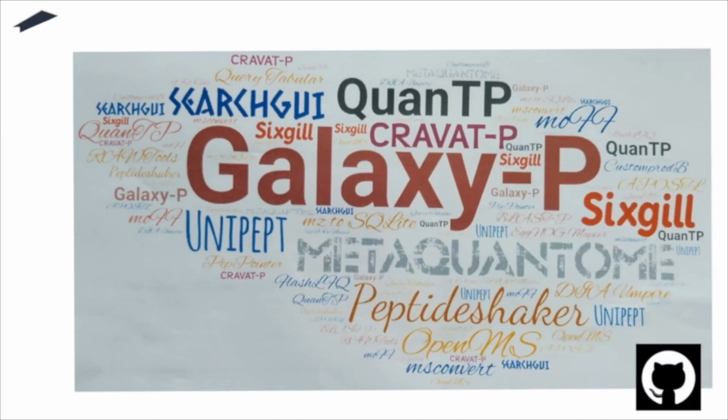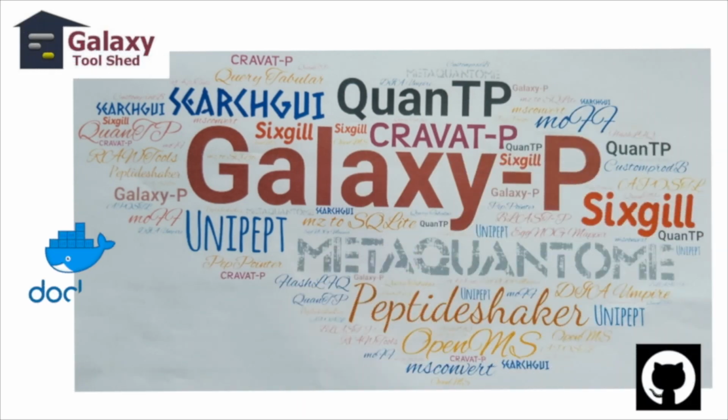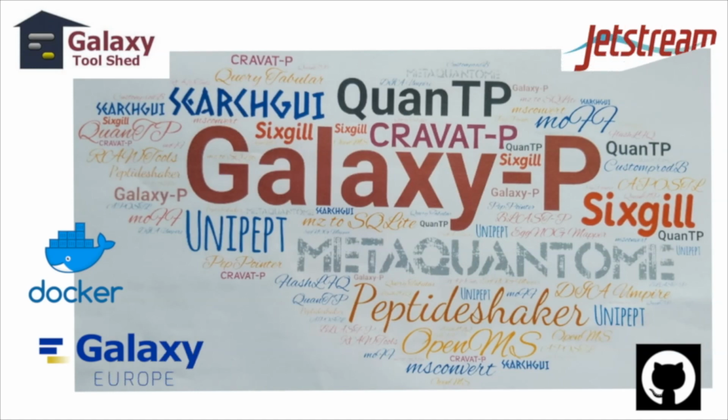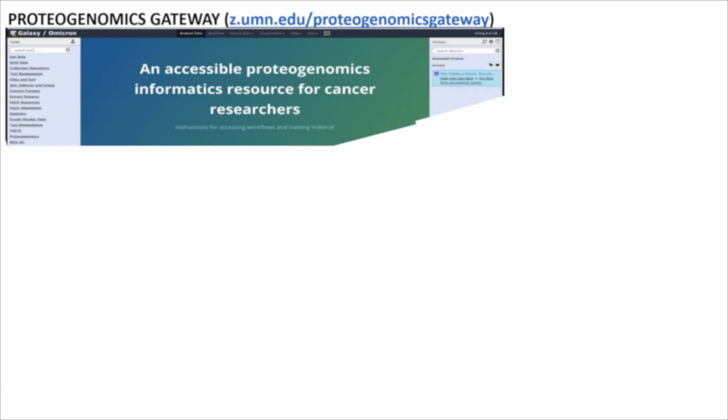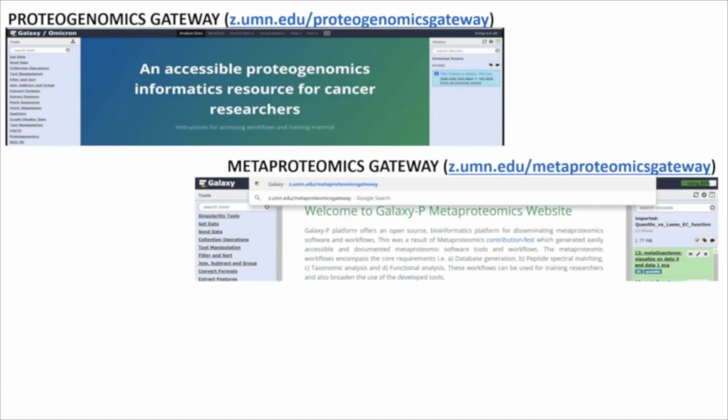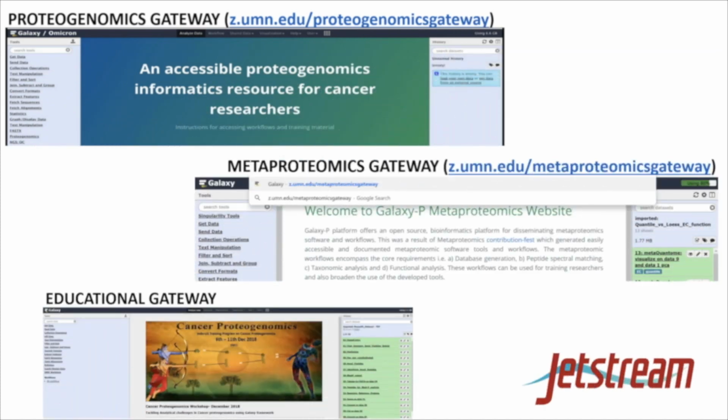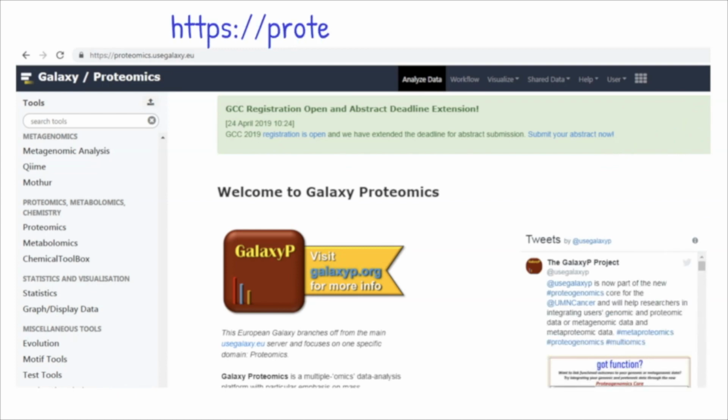Many of the GalaxyP tools and workflows are publicly available via GitHub, Galaxy Toolshed, Docker Images, Galaxy EU, and Jetstream resources. For the last 2 years, the GalaxyP team has been disseminating workflows via scientific gateways available on the NSF cloud computing resource, Jetstream. GalaxyP tools and workflows are also available via the newly developed proteomics.usegalaxy.eu and metabolomics.usegalaxy.eu portals. These were developed in collaboration with the European Galaxy community.